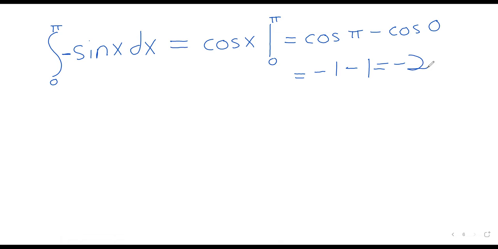It's perfectly fine, by the way. We have this negative definite integral because, remember, the integral is the weighted area under the curve. So if your function is negative, it makes sense that we're getting a negative definite integral.